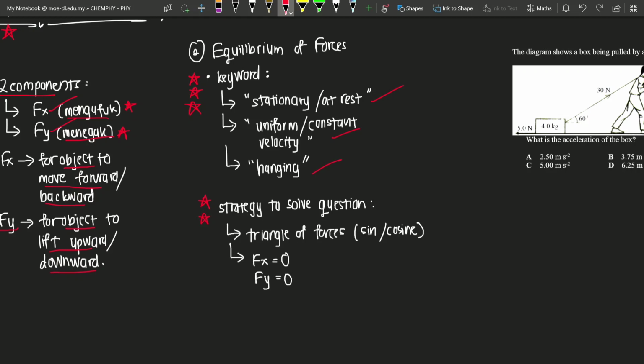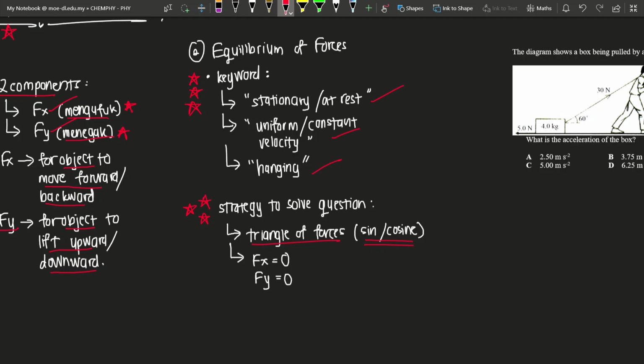And the next keyword is when you have an object that is hanging stationary in the air. Kita ada objek yang tergantung dalam keadaan pegun. So whenever you guys see these three keywords, you guys must have the strategy to solve the question given. So this is the strategy that you guys need to know. The first strategy for equilibrium of forces. Nampak je soalan keseimbangan daya, you guys boleh apply segitiga daya. Segitiga daya kita akan pakai petua sinus atau petua kosinus, sine rule or cosine rule.